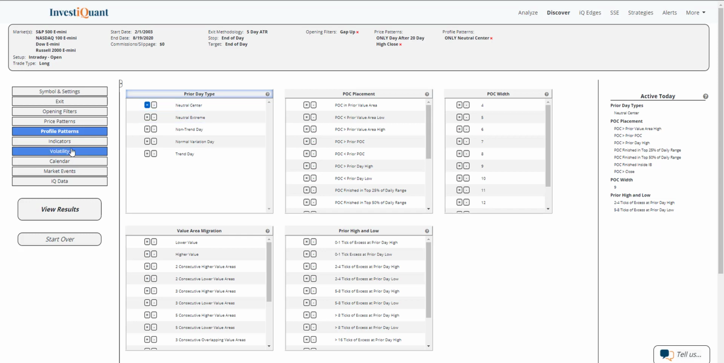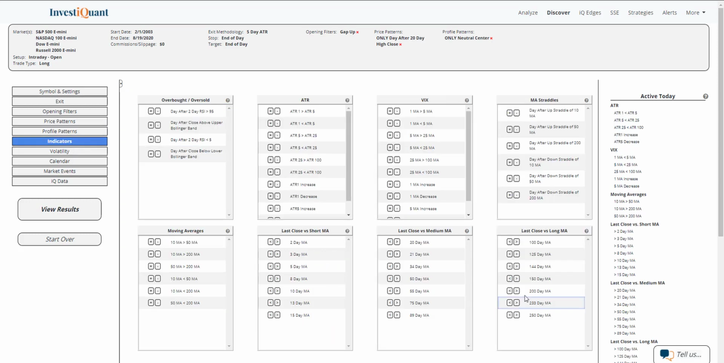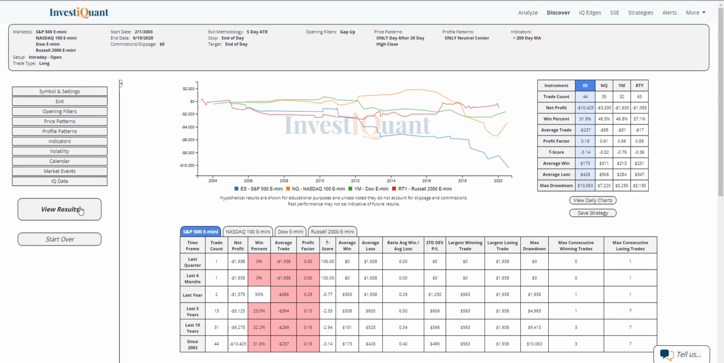And then lastly, let me just throw a 200-day moving average on here so that it's a generally bullish environment where that 20-day high close is happening, and hit view results. And here we go. These are the results of going long at the open, 9:30 a.m. Eastern Time, and exiting at the close, 4:15 p.m. Eastern Time, when you gap up after a 20-day high close that was a neutral center day. Again, that is a market profile pattern, and above a 200-day moving average.